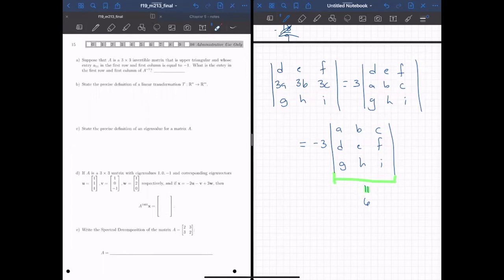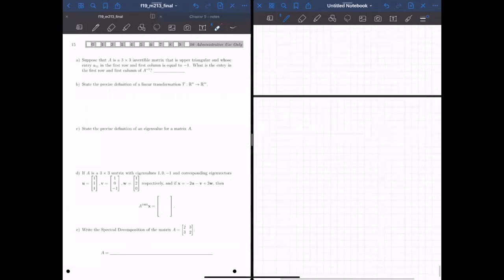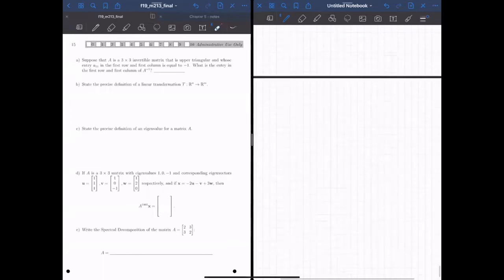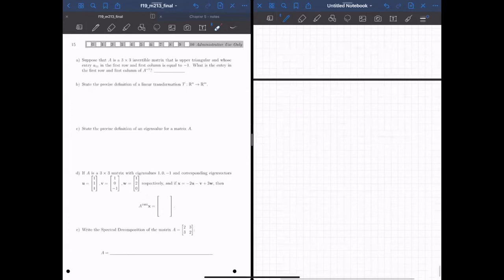Suppose A is a 3x3 invertible matrix that is upper triangular and whose entry A11 on the first row and first column is equal to -1. What is the entry in the first row and first column of A inverse? Why are we doing this question? I don't know.